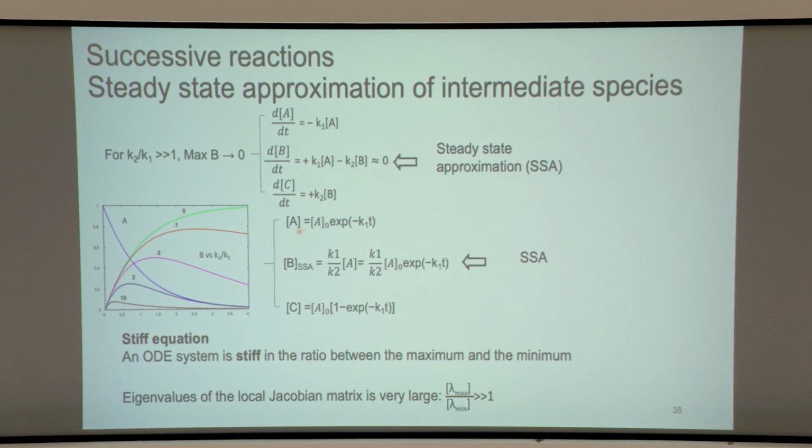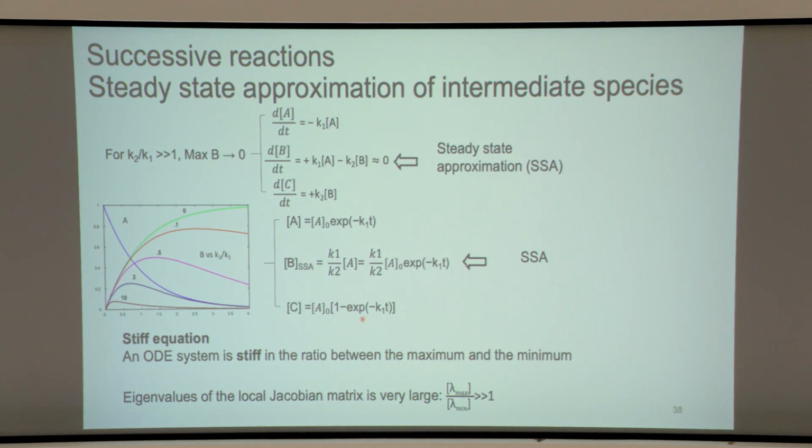So now, again, species A is A naught times exponential minus KT. But now, because species B is at steady state, you can take this equation, K1A then has to equal K2B. So then K1 over K2 times concentration of A, or K1 over K2 times A naught exponential minus KT, gives us the concentration of B at steady state. And then again, we can link concentration of C directly back to A, because B was at steady state. Yeah? So now concentration of C is simply A naught times 1 minus exponential minus KT.